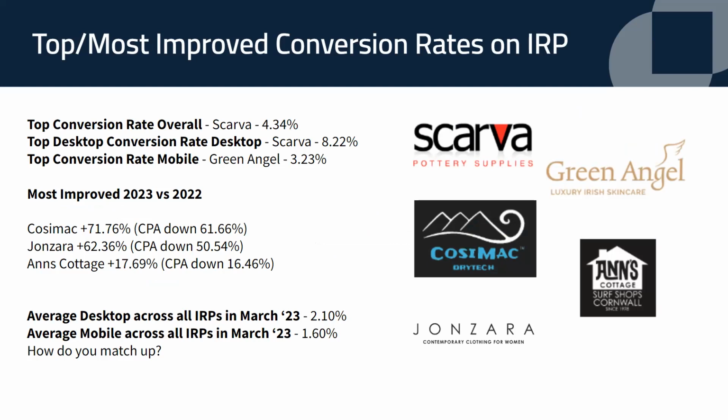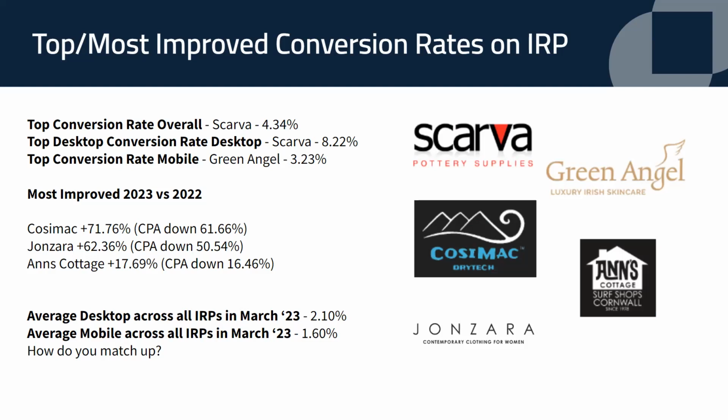Like test improvements, and you'll see on screen the top conversion rate of an IRP merchant is 4.34%. In the desktop versus mobile breakdown, they're getting their desktop site converting at 8.22%. So take a look at their site. Again, it may be specific to their industry, but you are here to pick up a few things that you may want to test or check on your own site. Top conversion rate on mobile is Green Angels. Their merchants and customers are converting at 3.23% across mobile.